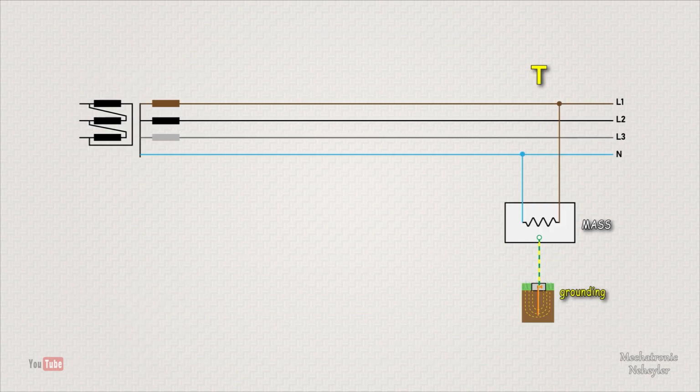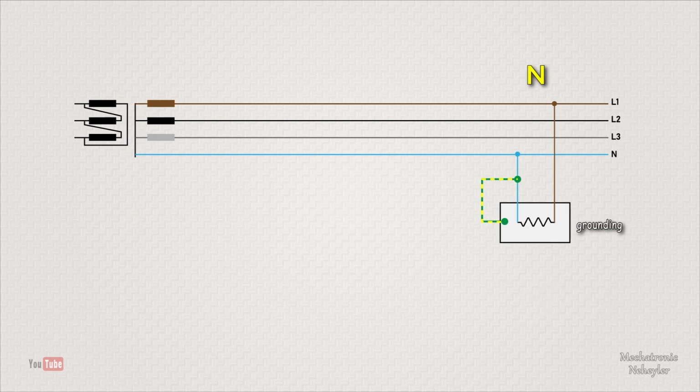For the second letter, which refers to the metal casings of the equipment, which in this case are called masses, we use the letter T if there is a direct connection to ground from the metal masses or enclosures. We use the letter N if there is a connection from the grounds to the neutral. Of the latter, there are two more combinations which we will see in the course of the video.